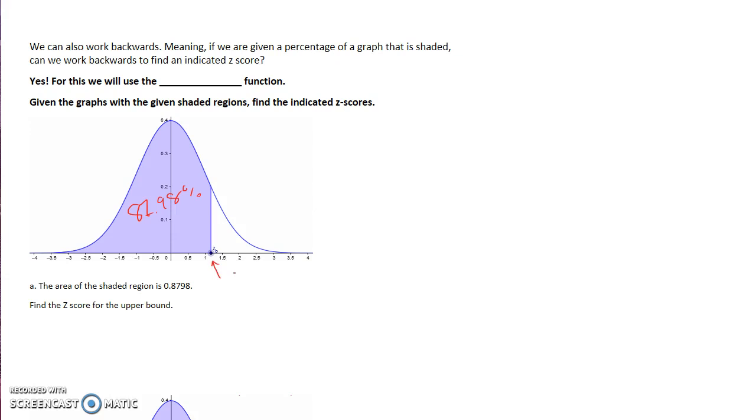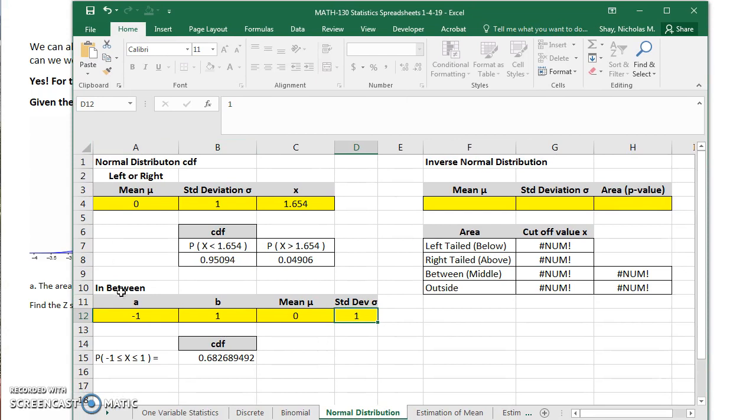What is this z-score? We know it's going to be something between 1 and 1.5 because we can see that within the bounds, but what is it exactly? So when we have this situation going on, we're going to use the inverse function. So when I look at my spreadsheet, we have these over here help us find areas if we know upper bounds, lower bounds, or in between bounds. Then we use this one over here if we have an area that we have shaded and we want to find what those upper or lower bounds are.